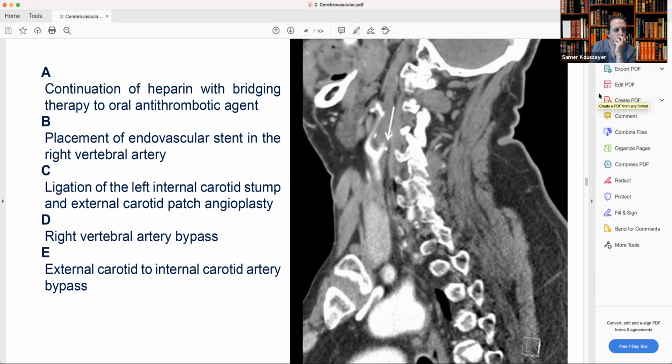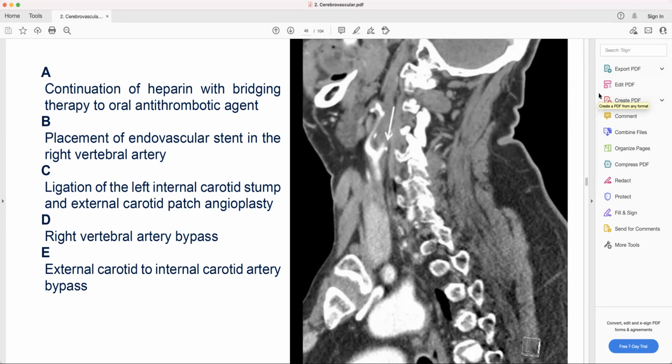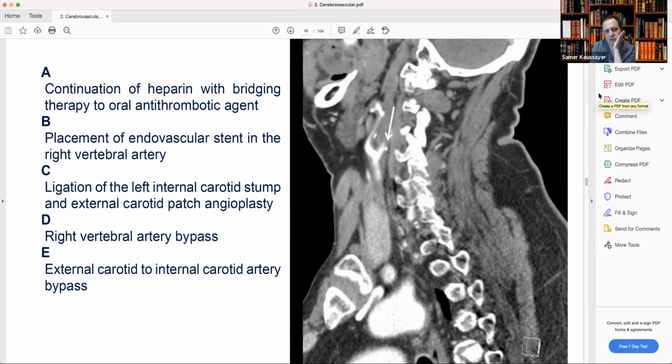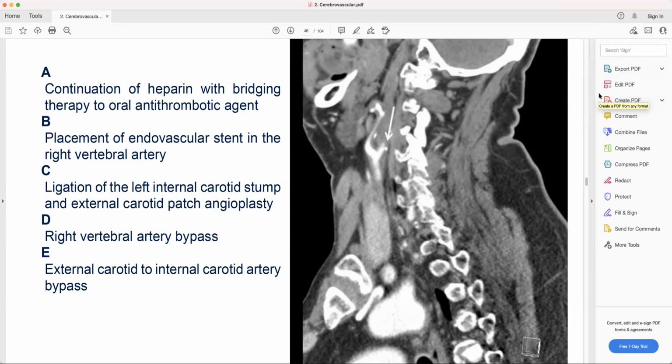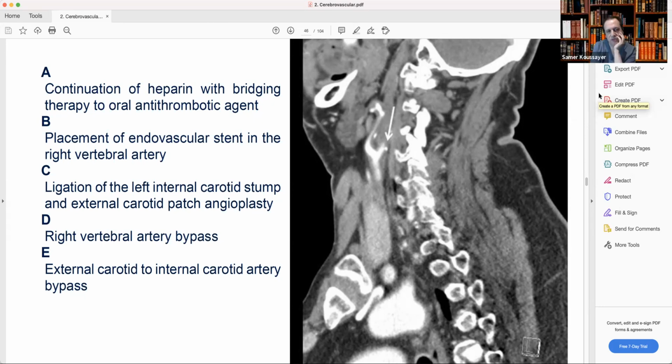Right vertebral artery bypass, no. External carotid to internal carotid artery bypass, no. So it will be C. This external carotid to internal carotid bypass, nobody does it anymore. So anytime you see it in a question, by default it is wrong. As you said, vertebral artery will not help, because it's not posterior, it's anterior circulation.